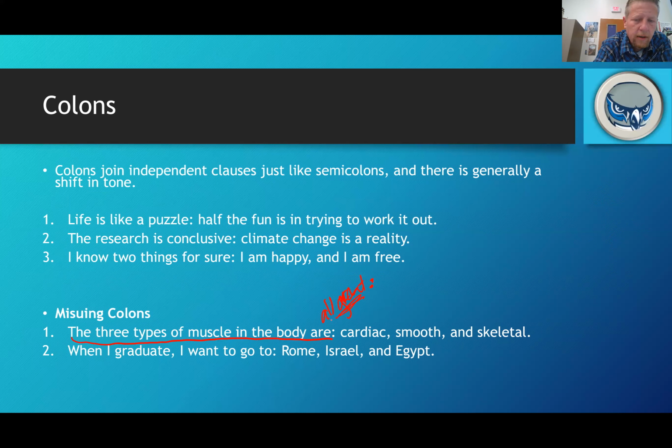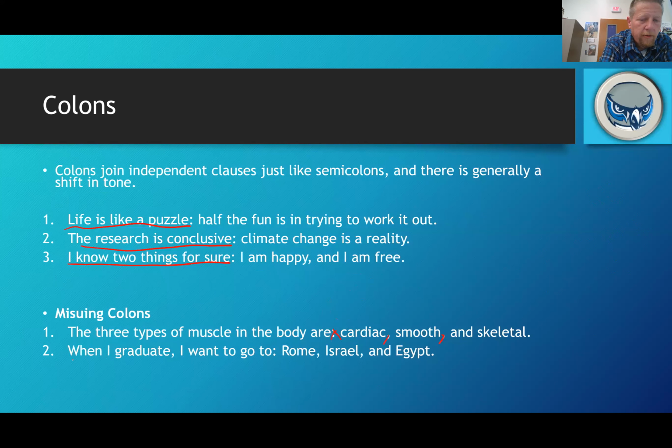It's not an independent clause. And if you don't have an independent clause, you really don't need a colon. Independent clause, independent clause, independent clause, not an independent clause. So all you need is just a comma. And here, just this comma and this comma, you do not need a colon. The three types of muscle in the body are cardiac, smooth, and skeletal. Just these two commas will do.